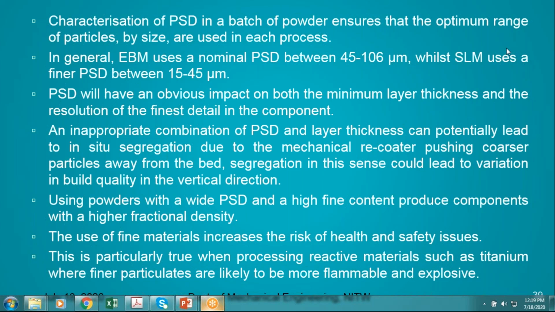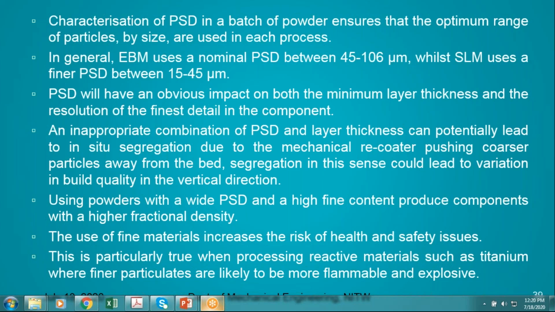For example, an inappropriate combination of powder particle size distribution and layer thickness can potentially lead to segregation due to the mechanical recoater pushing particles away from the bed. For example, if there is a large deviation in powder particle distribution, what will happen when the roller or the blade deposits over the bed? The larger particles are going to be separated, causing segregation of this powder bed. In that case, it is going to lead to a variation in the build quality. That space is going to create a void, meaning the build quality will vary in the vertical direction of the component. That is going to create defects in the components.